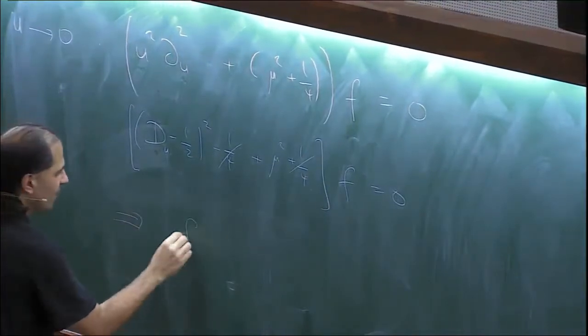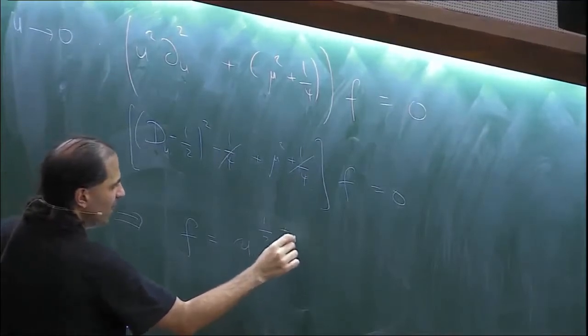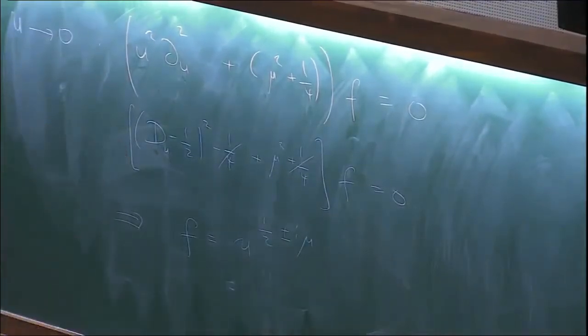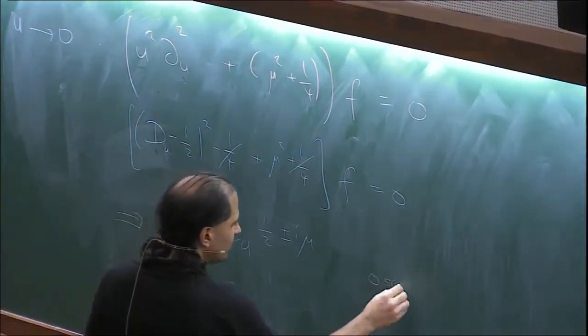Therefore, f equals u to the half plus or minus i mu. Okay? So those are our friends, the oscillating solutions.